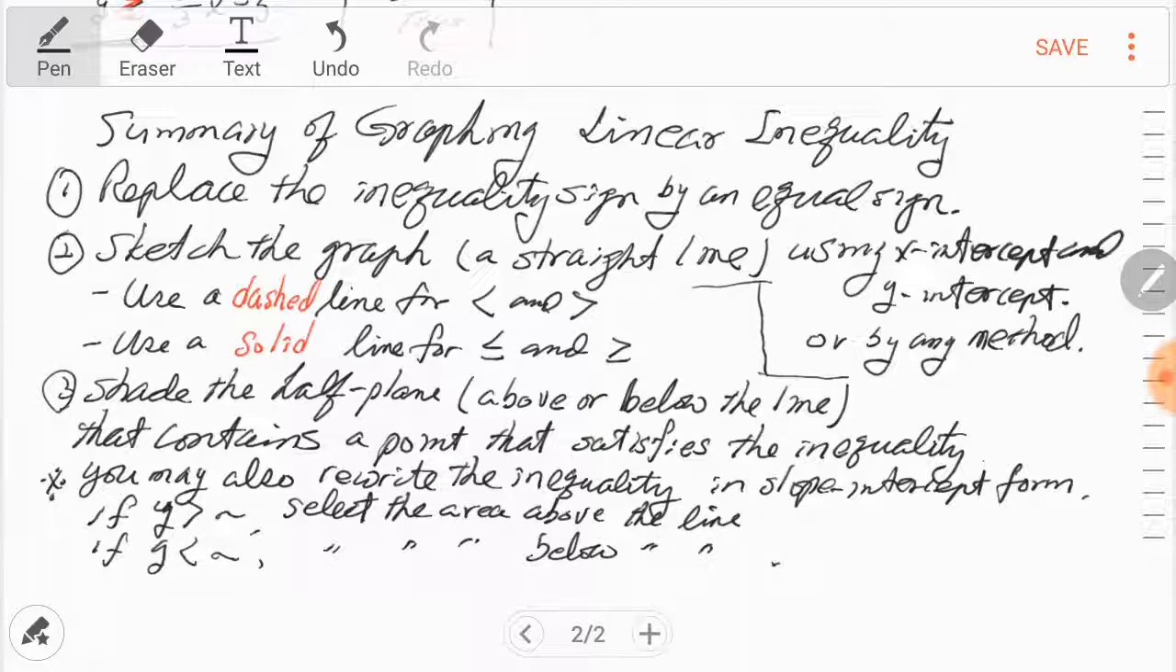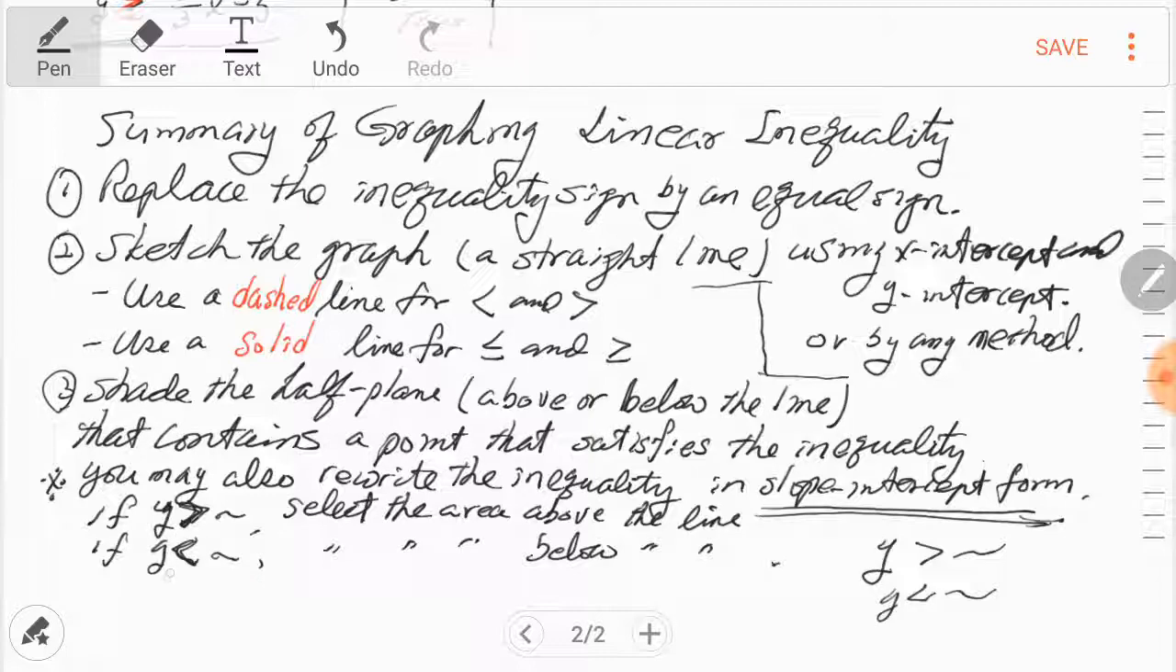Finally we have to select either side of the line, either above or below the line. So we have to shade half the plane by testing a point. If a point satisfies the inequality, then the area containing the point is the solution. Or you can rewrite the inequality in slope-intercept form: y is greater than something, or y is less than something. If y is greater than, select the area above the line and shade that area. If y is less than, select the area below the line.